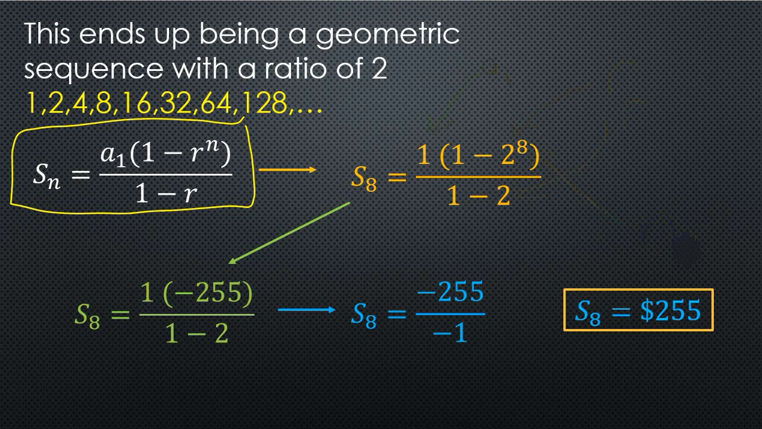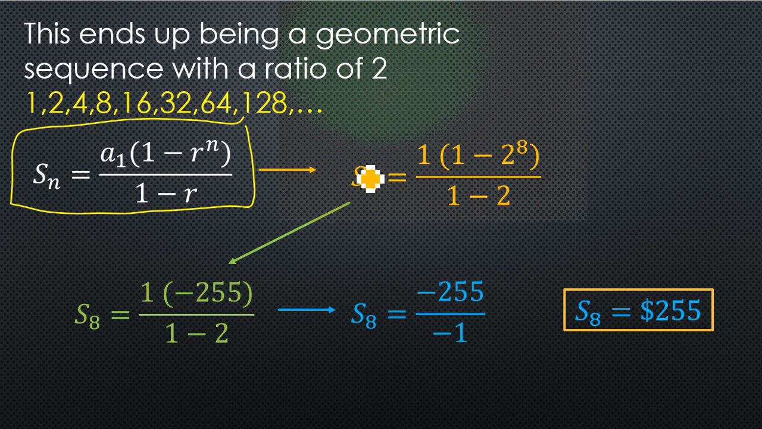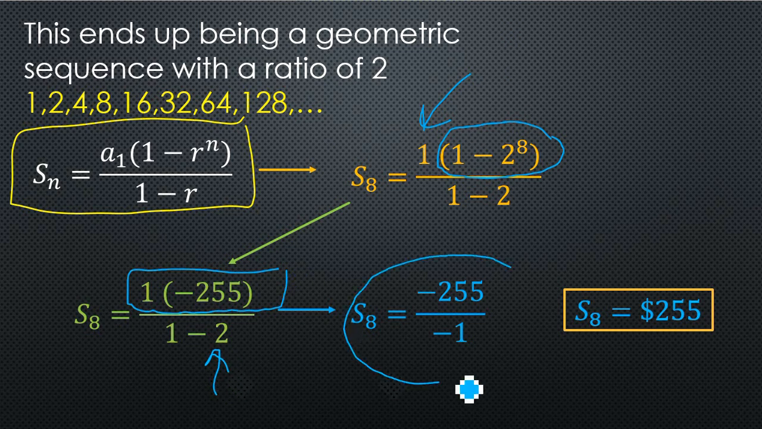Okay, now this formula is pretty easy to use. The one thing you want to be careful with when you calculate with this formula is how you put it in the calculator. And I would suggest that we put this parentheses part in here all by itself first, and then multiply by A1. So I've shown that work down here in this block. So the parentheses gives us negative 255. Then we multiply by the first term, which in this case is 1. And then we divide by 1 minus r. Remember, our r is 2. So we end up with this case here. And then our final answer is what we got on the last slide, $255 for S8. That is the sum of the first 8 terms.